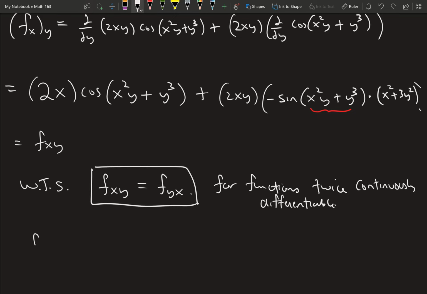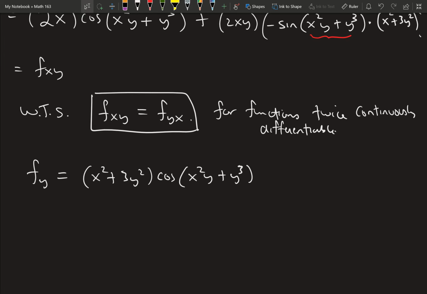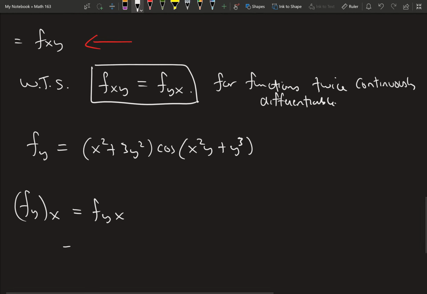So f_y here was x squared plus 3y squared times the cosine of x squared y plus y cubed. And what we're going to do now is take the derivative of that with respect to x, and check that that's the same. So f_y, we're going to take the derivative with respect to x and show that that's actually the same as what we had for f_xy. Here we go. So this is f_yx. So we're taking the derivative of f sub y with respect to x.